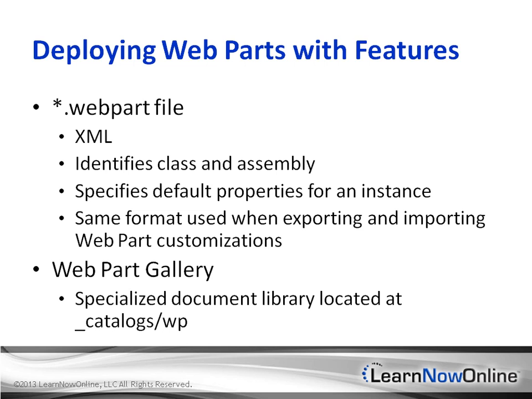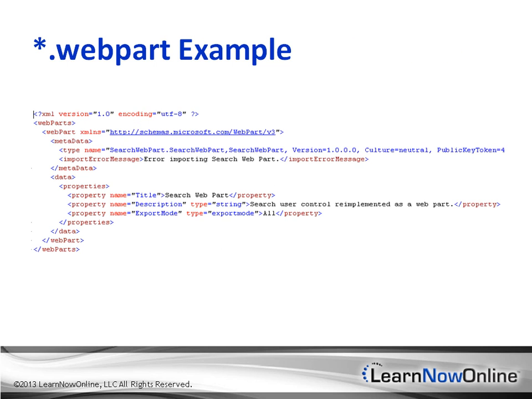Again, the Webpart gallery is located at _catalogs/WP. So here's a typical example of a Webpart file. In this case, this is the search Webpart that is not out of the box. This is just something that we have built, or that you could have built. As you can see, the format's going to be the same every time. So it has the metadata section where it has the type name and then an import error message. So if there was an error when you were trying to add the Webpart to a page, that would show up. And then it has the data section with properties.